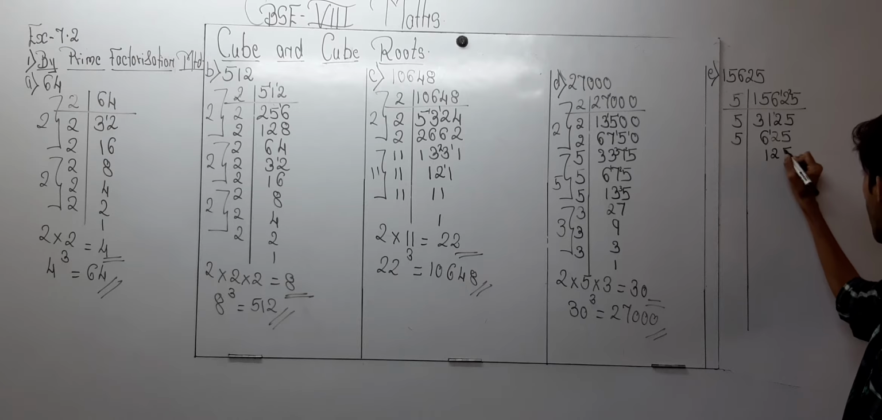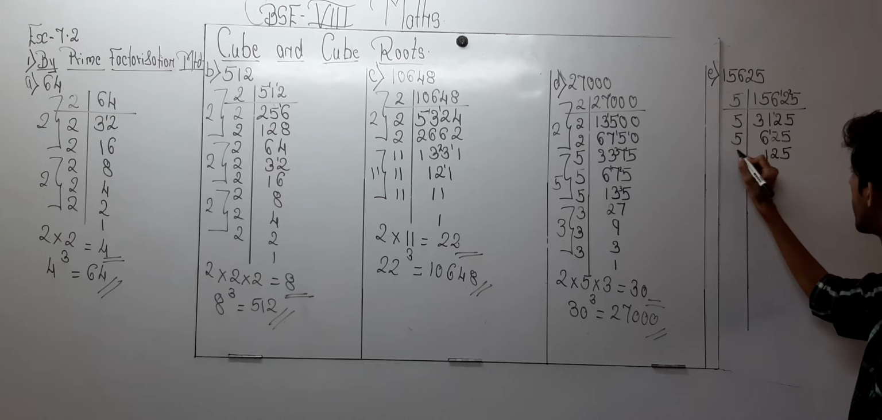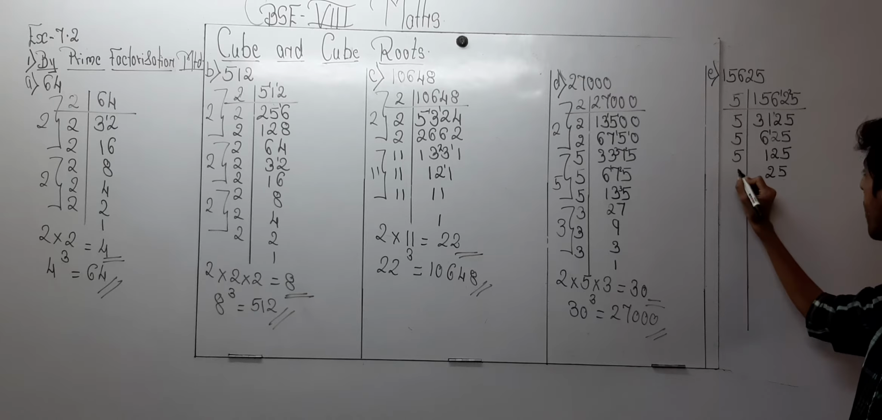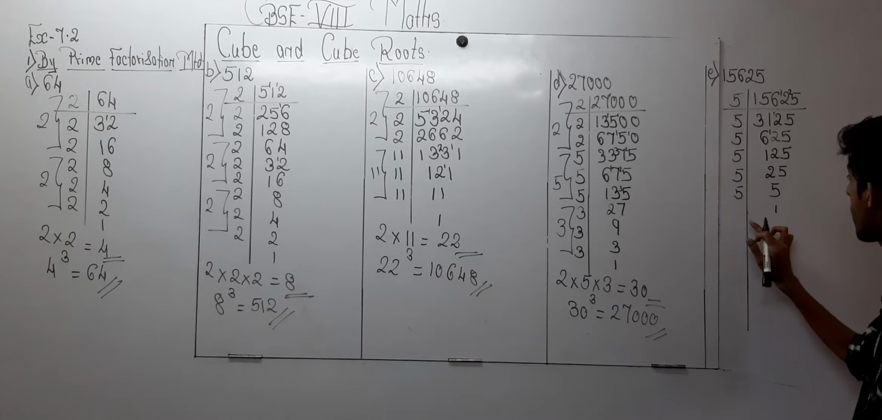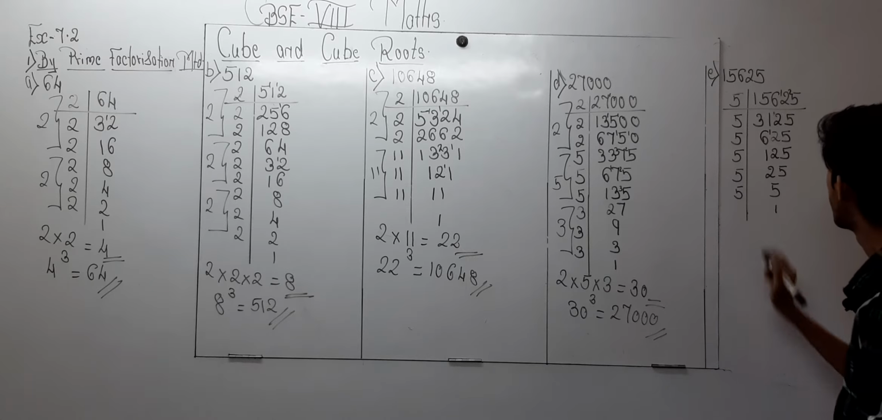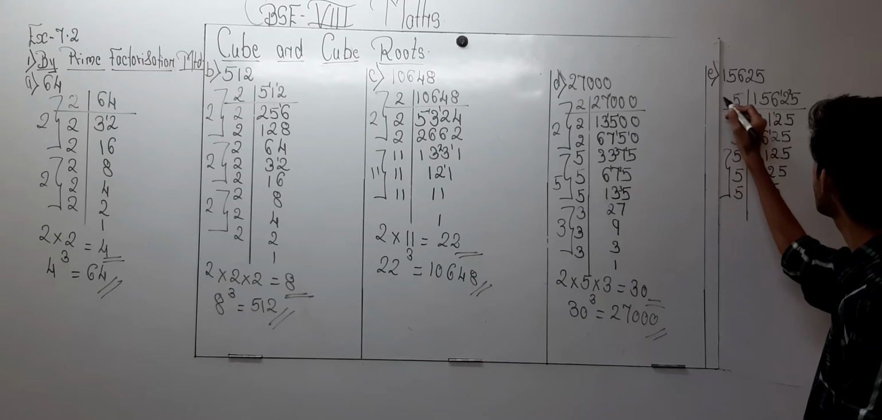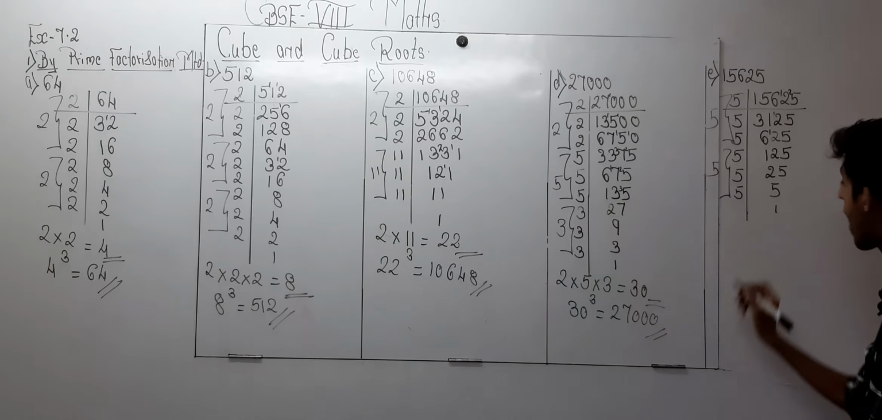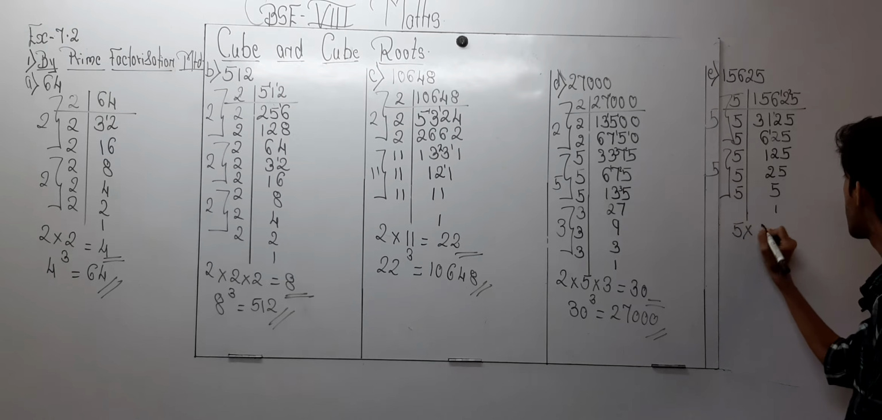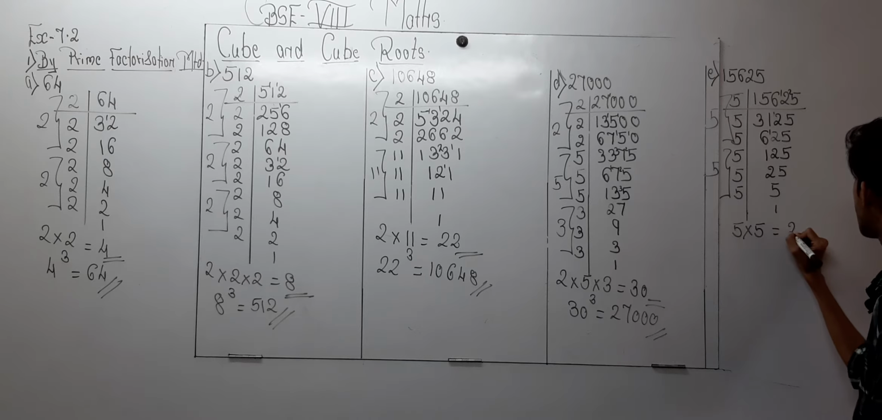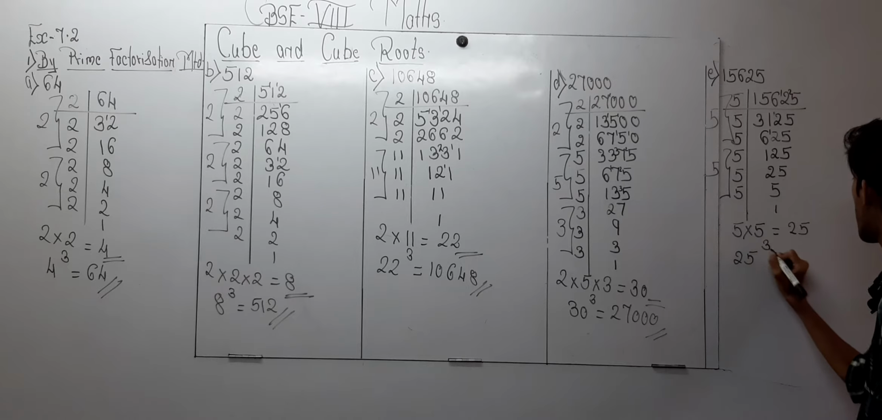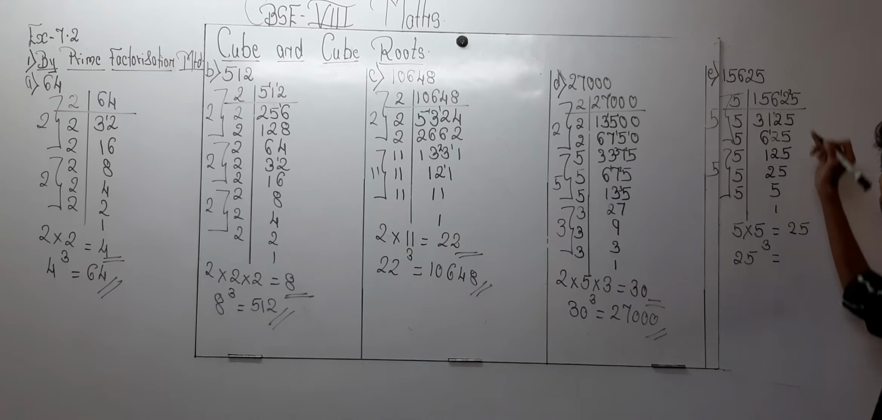5 2s are 10, 5 5s are 25. 5 2s are 10, 5 5s are 25. 5 5s are 25 and 5 1s are 5. Now you can see a group of 3, a group of 3. So over here 5, over here 5. So 5 multiplied by 5 will give me 25. That means my 25 cubed will be equal to 15625.